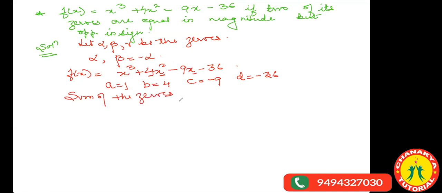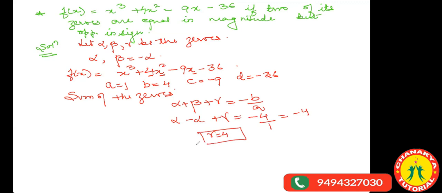Now the sum of the zeros: alpha plus beta plus gamma is equal to minus b by a. So the value of alpha will remain alpha, and instead of beta you can write minus alpha, plus gamma is equal to minus 4 divided by 1, which is minus 4. So alpha minus alpha is 0, and then the value of gamma will be minus 4. Clear, beta? Yes, minus 4. Clear?